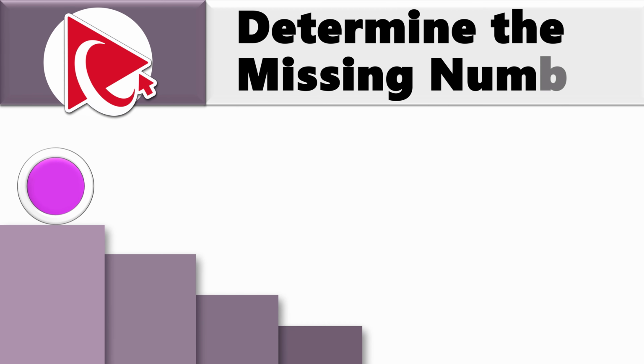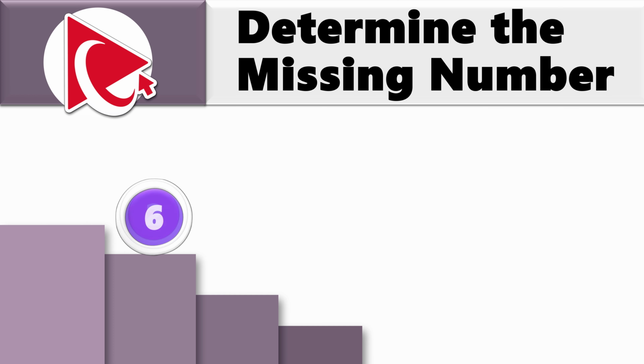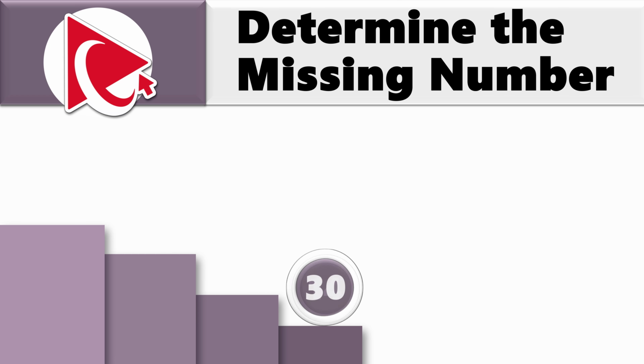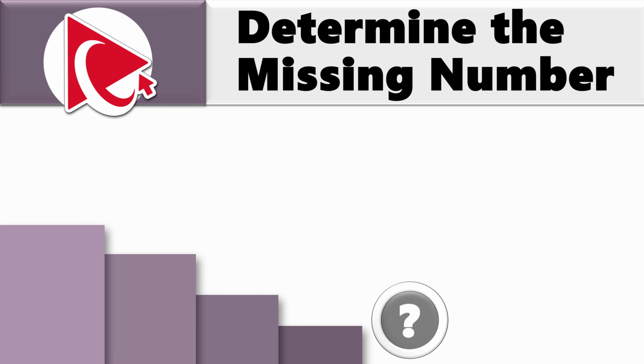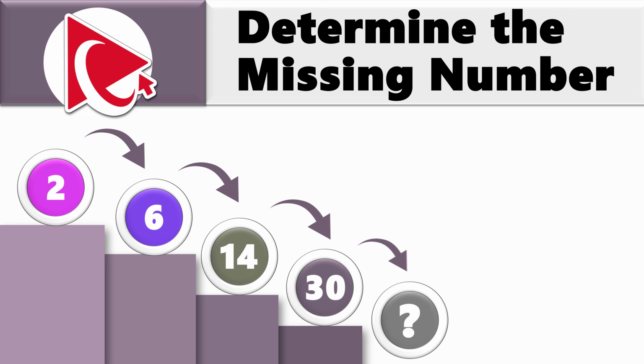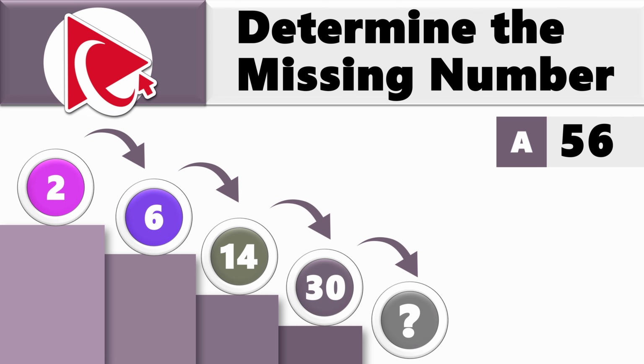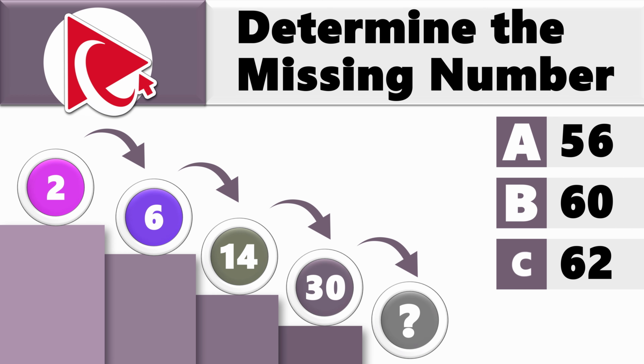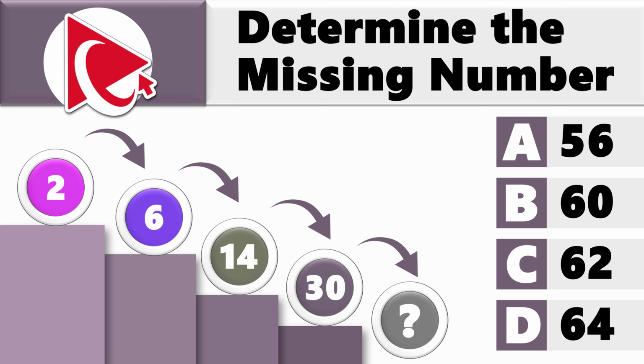You are presented with the ball, which falls on the stairs, and with each fall, it changes the number. The numbers starting from the top are 2, 6, 14, 30, and then comes the missing number, which you need to determine and select out of 4 possible choices. Choice A, 56, choice B, 60, choice C, 62, and last but not least, choice D, 64.